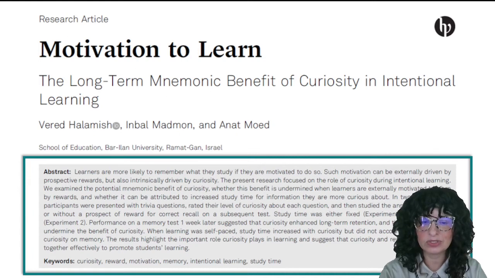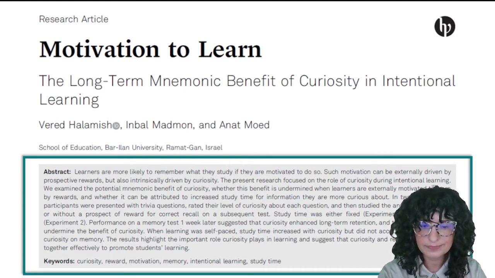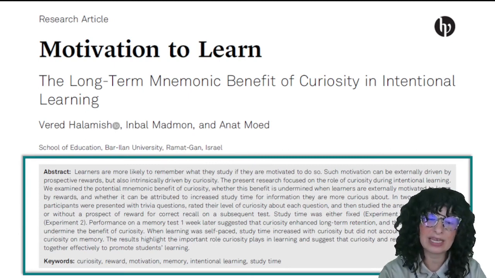If I dig into this and really try to read through it, I can see that for curiosity, participants were asked to rate their level of curiosity about each of the trivia questions they were presented with. Okay. The difference between the experiments: in experiment one, the study time was either fixed or self-paced. All right, perfect. That's answered in the abstract itself. And how did they manipulate reward? Either with or without a prospective reward for correct recall in a subsequent test. All right, that's not explained here. That is something that I would need to actually read the article to answer.